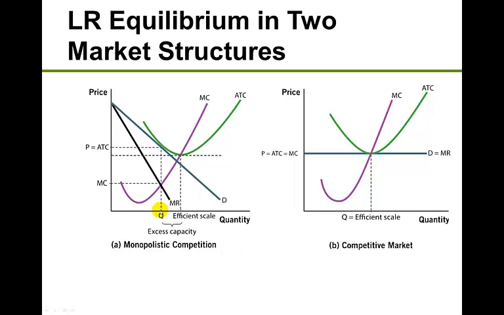So we would call this difference right here between the efficient quantity of output and the quantity that I'm actually outputting excess capacity. To find excess capacity, you take the efficient quantity where marginal cost crosses average total cost at its minimum, and subtract off the quantity that the monopolistically competitive firm would produce. That is excess capacity. The markup, which is the difference between the price and marginal cost, is given by, again, this vertical distance. So whatever the difference between the price and marginal cost is, that is what we will call the markup.